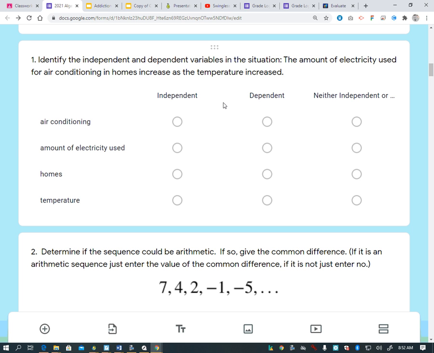It is an independent variable. And I don't know if that's going to let me write on it or not. It might take a minute. My smart board's been rather stupid today. Anyway, so temperature is independent. Okay? What is your home dependent upon? Is it dependent upon anything? Because look, there's an option for neither independent or dependent, isn't there?